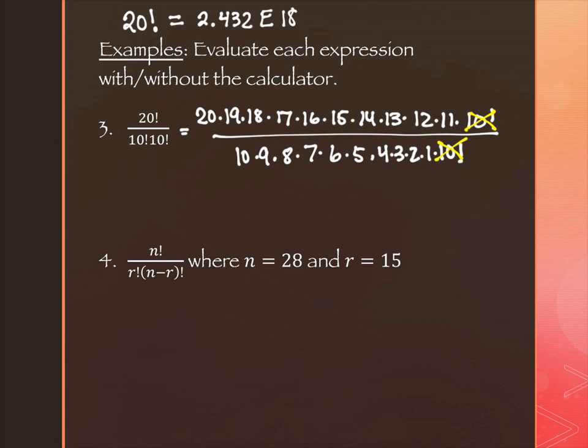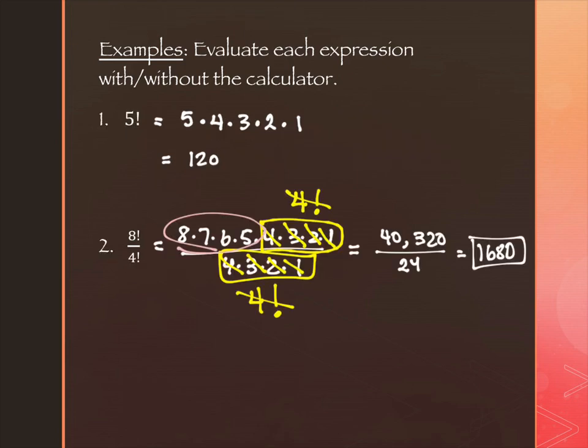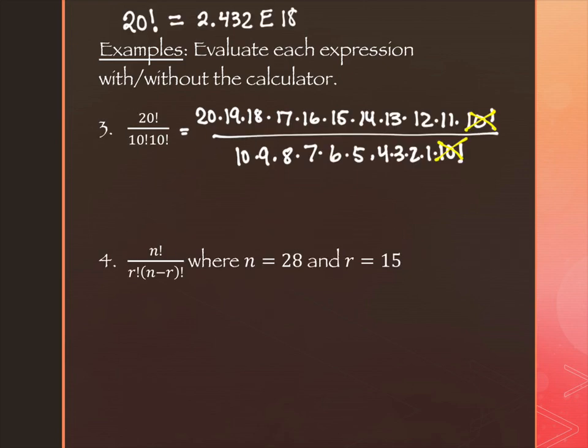And I can't just do what I did before, right? That doesn't match exactly, right? Over here, 4, 3, 2, 1 matched exactly. I don't have things matching exactly from top to bottom. But I still have factors that will cancel. Some of them cancel really nicely.